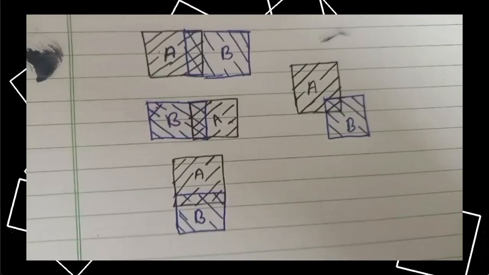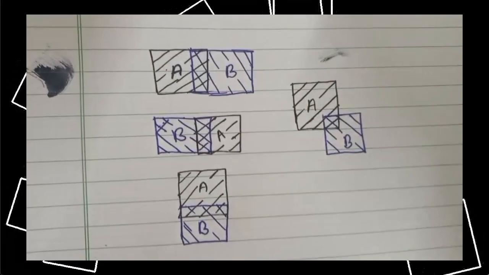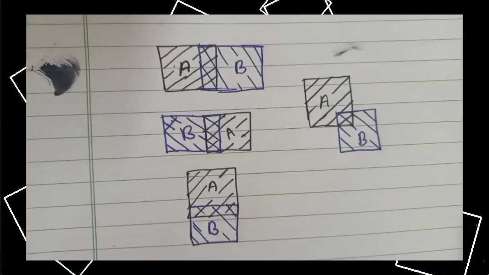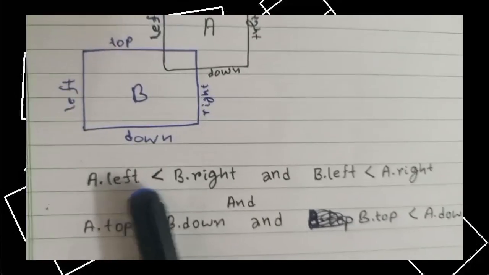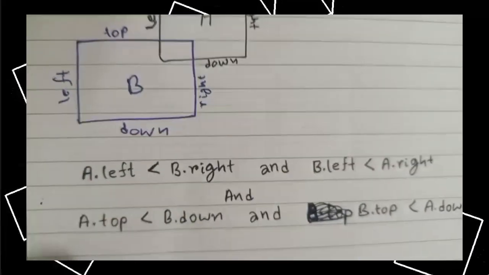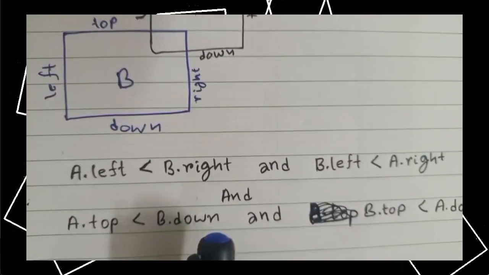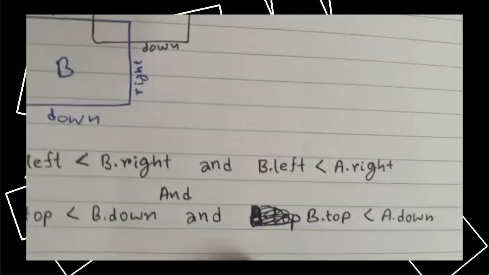If you focus and think of it clearly, you can see there is a common thing in every collision. A left will always be smaller than B right, and B left will always be smaller than A right. A top will always be lower than B down, and B top will always be lower than A down. If these four criteria are true, then we can say that both rects are colliding.